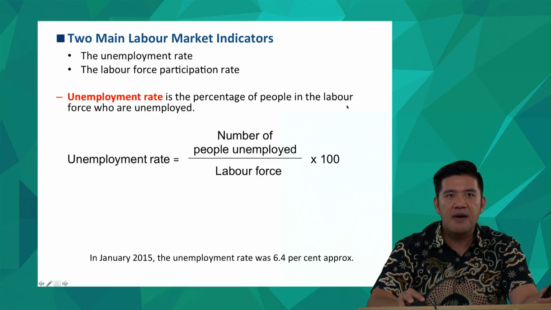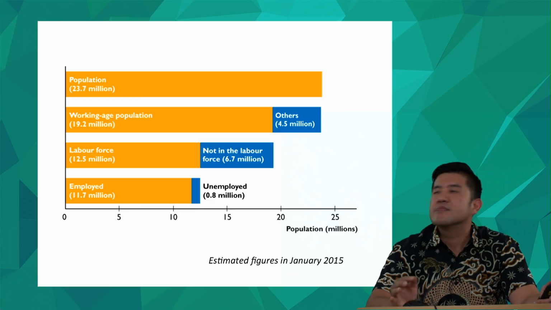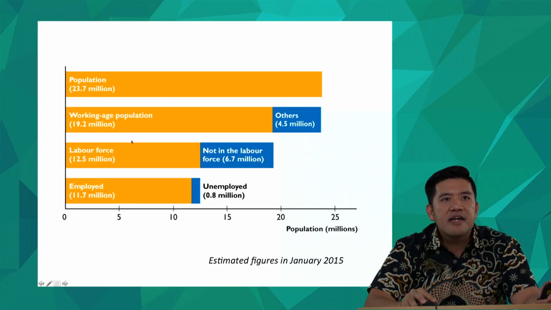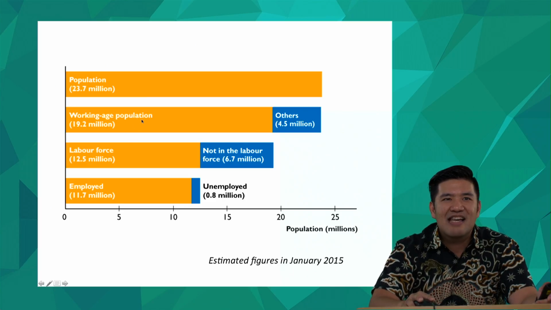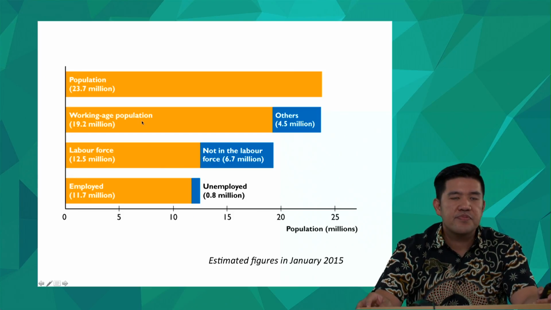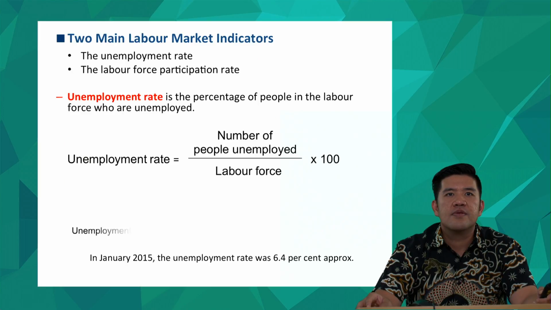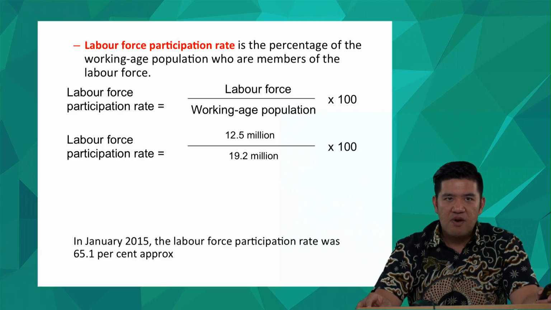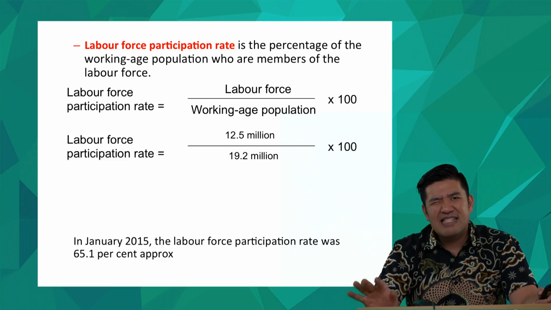Let's go back to the figure. What is the size of our labor force? 12.5 million divided by working age population, 19.2 million. Labor force participation rate is 12.5 over 19.2 times 100. You should get 65.1% approximately.